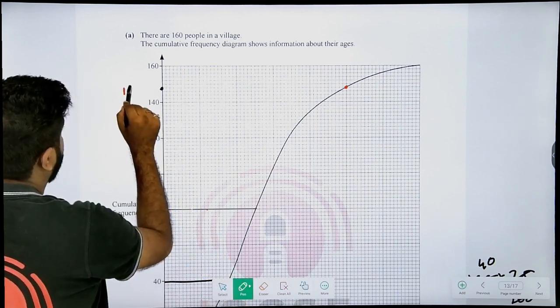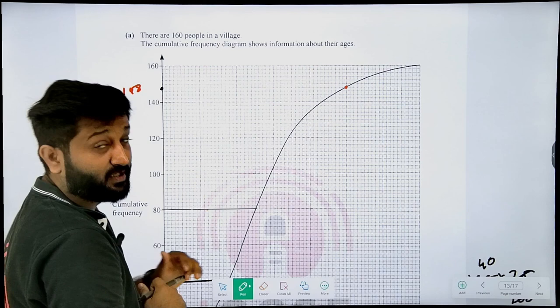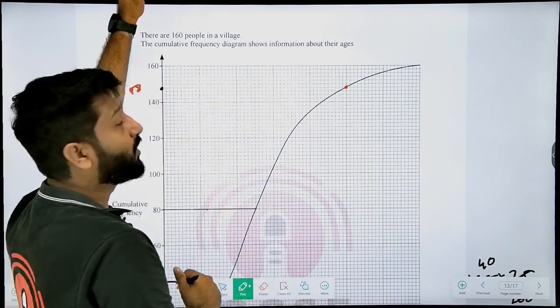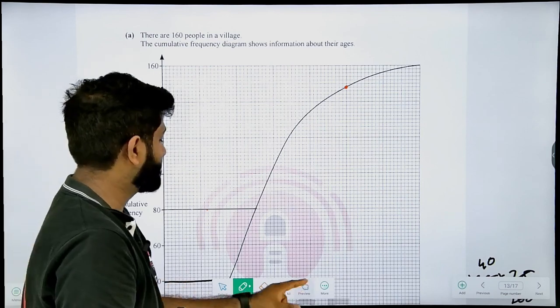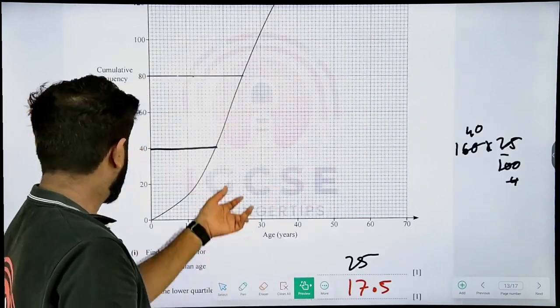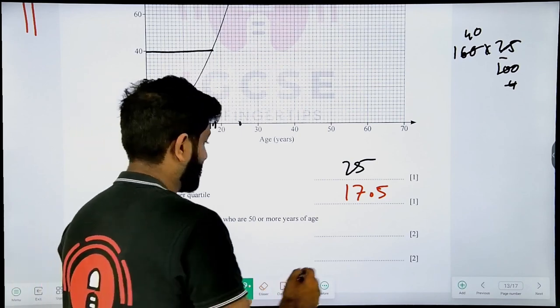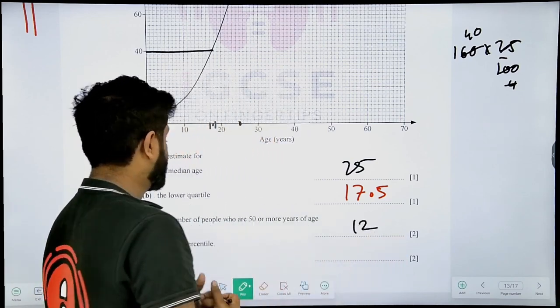So the number of people who are 50 or more is 160 minus 148, which is 12 people above the age of 50. So there are 12 people above the age of 50.